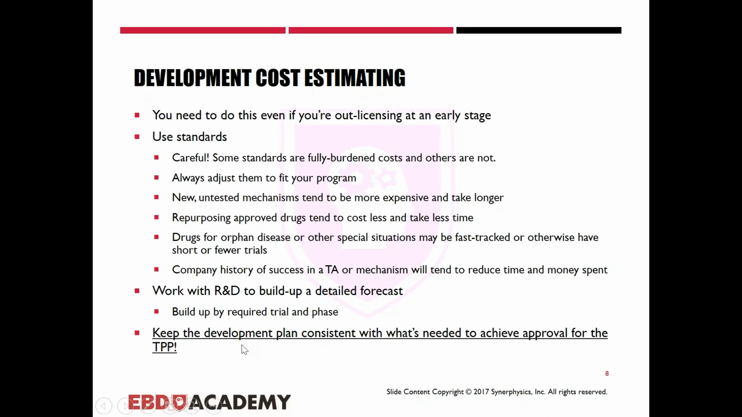The most important thing though on this slide is here at the bottom, underlined. Keep the development plan consistent with what's needed to achieve the target product profile. The target product profile is basically what you think the product is going to be when it launches. And the sell side is often very optimistic about that, and they might be right. They may be claiming exceedingly good efficacy or a really good safety profile compared to other products. But if you're touting a very optimistic target product profile, you also have to put in the cost and timeline for a development plan that will generate the data to support those claims.